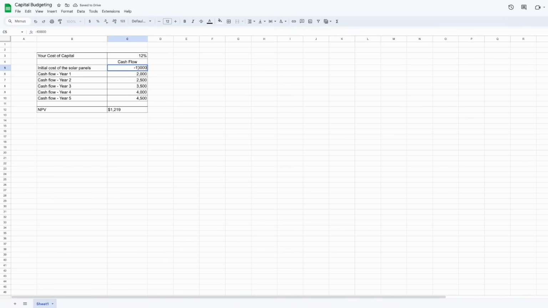Additionally, we can look at how cash flow affects the net present value. If our initial cash flow was $20,000 instead of $10,000, essentially meaning the cost was double, our net present value decreases significantly. This shows how the price of investment can also affect the value. And then increasing our cash flows significantly increases our net present value.